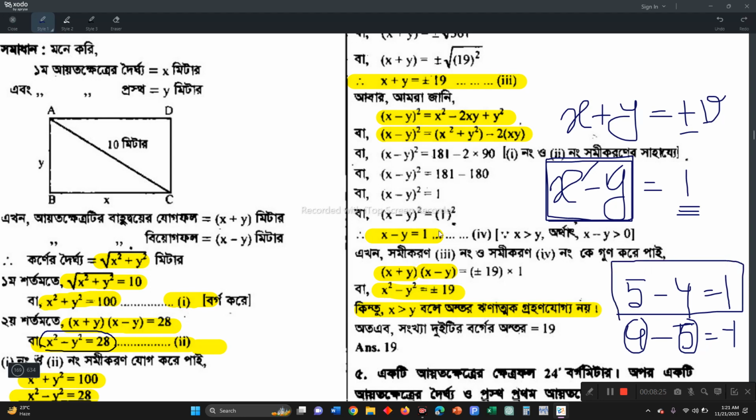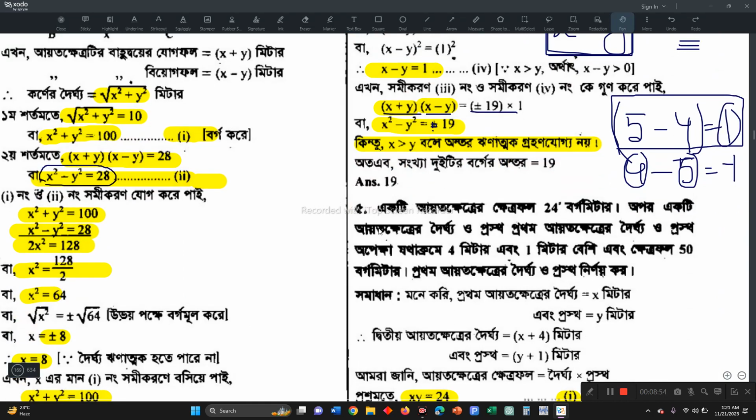So if we consider the difference of these two numbers as positive, the multiplication of this difference and the summation cannot also be negative. So we are taking x plus y and x minus y as positive values, so it will be x square minus y square is equal to plus 19 only. Okay, plus 19. So what we need, that is x square minus y square, is equal to 19.